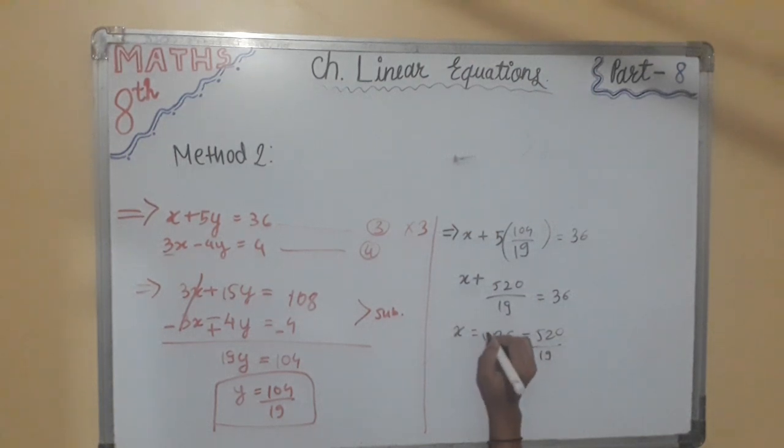We have to make the LCM the same, so we multiply by 19. x is equal to 36 into 19, which is 684, minus 520, upon 19. So therefore the value of x will be, after subtraction, 164 upon 19. So the value of x is 164 upon 19. And your work is to cross-check these answers and see whether they are correct or not.